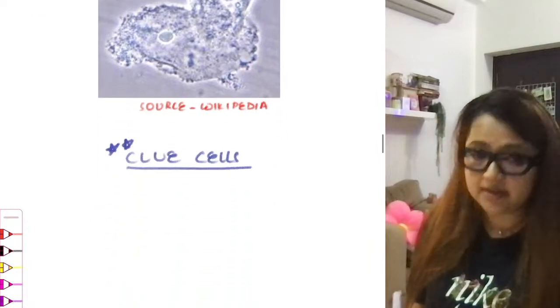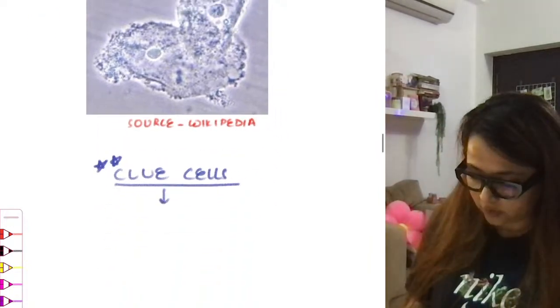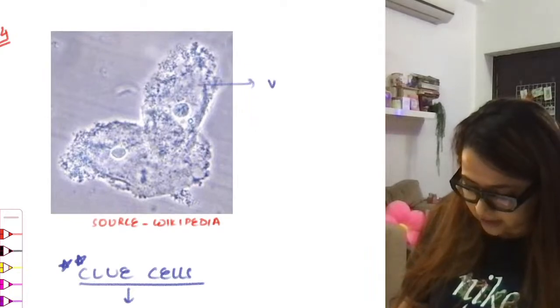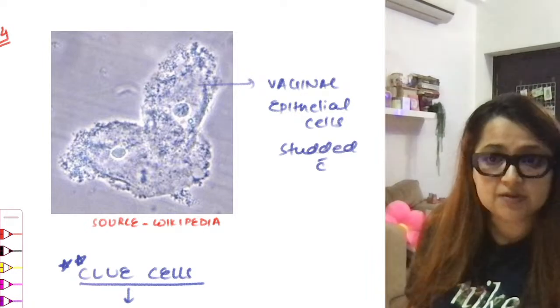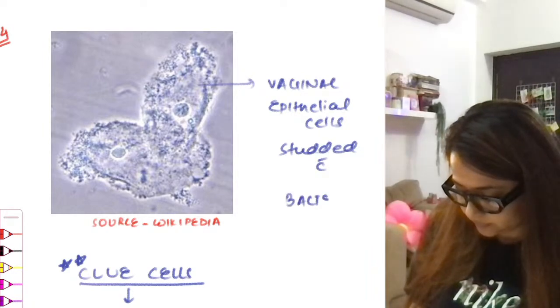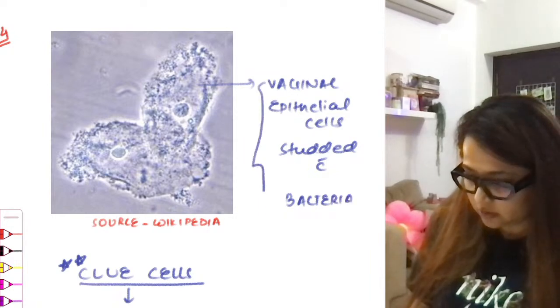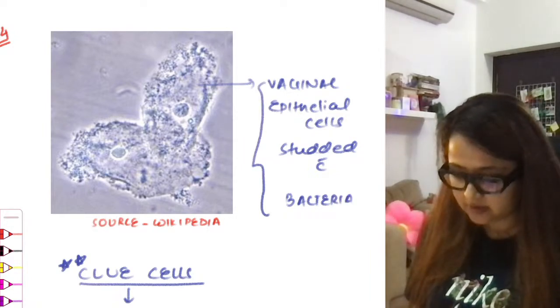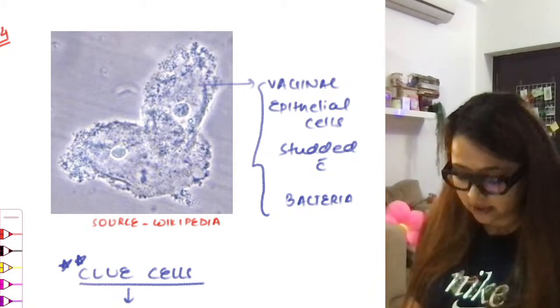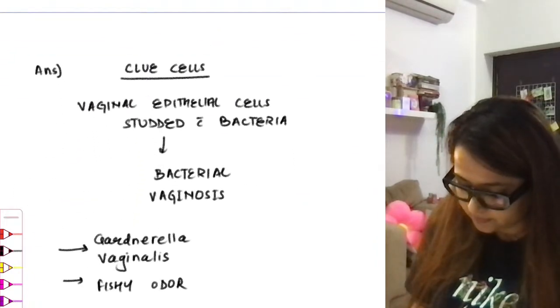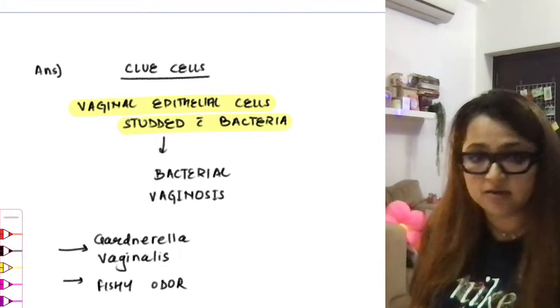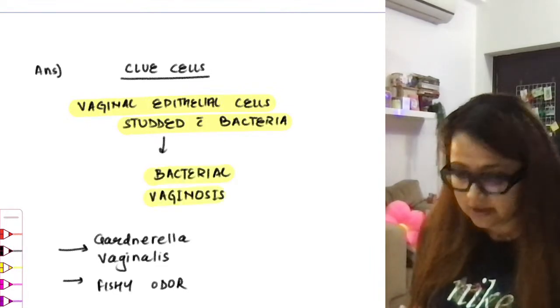Okay, and clue cells, they are seen in which condition? And what are these clue cells? Vaginal epithelial cells studded with bacteria. Okay, these are known as clue cells. So if you see vaginal epithelial cells being studded with bacteria, clue cells are found in bacterial vaginosis. You guys gave the correct answer. So these are the vaginal epithelial cells studded with bacteria, and they are part of bacterial vaginosis.